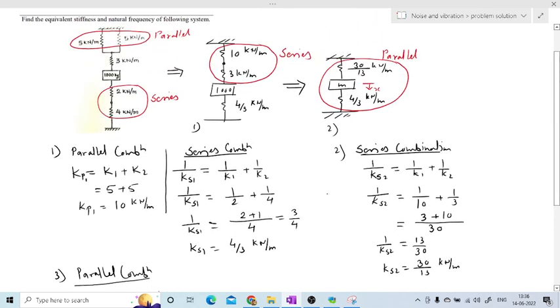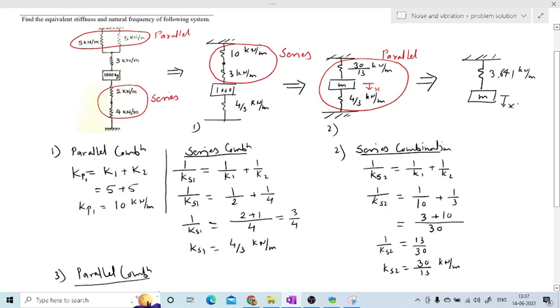So finally this will be reduced to a single spring system, because we have solved this parallel combination, which reduces to a single spring with mass. And this spring stiffness is the new one, that is 3.641 kilonewton per meter. The mass they have given is 1000 kg. And we'll have to solve this one.